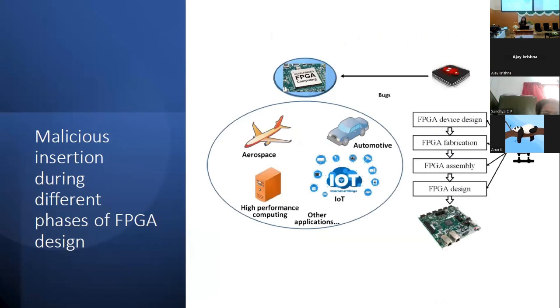Okay, so I have told about some of the attacks. In which phase of my FPGA design or FPGA creation can this attack happen? Whenever an FPGA device is being designed, this attack can happen: FPGA fabrication, FPGA assembly, or FPGA design. We usually do only FPGA design. These are all the FPGA manufacturing phases. Okay, in all these cases, it is open to different types of attack.